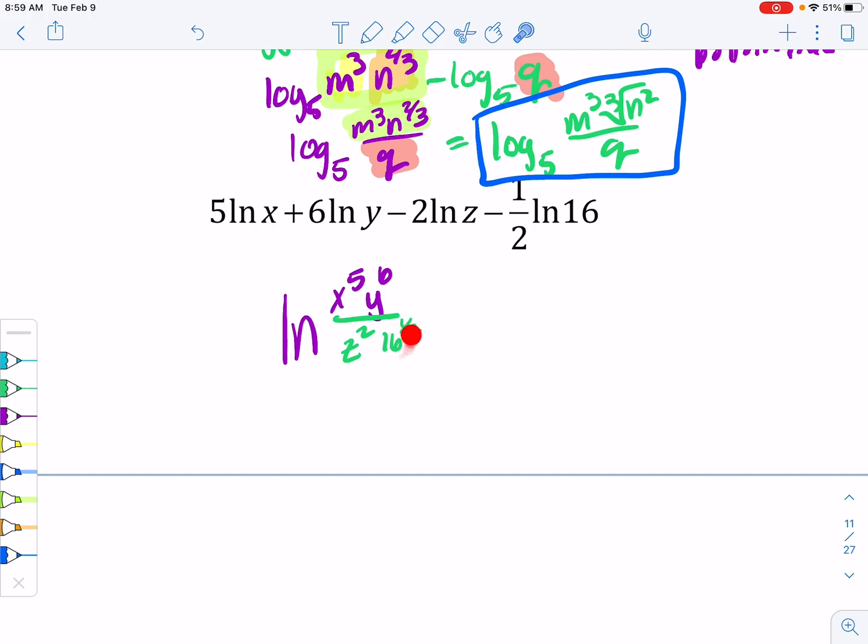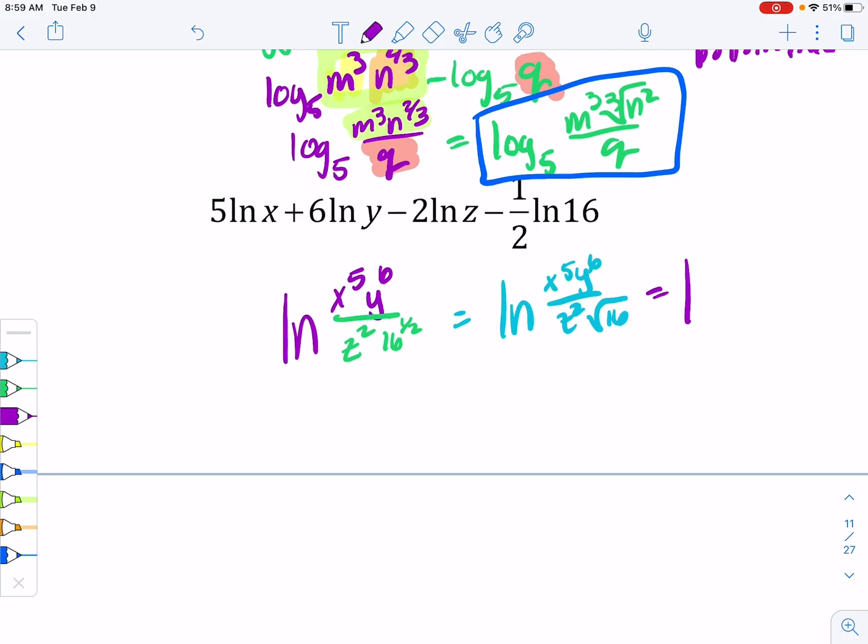Okay. I have a fractional power, so I can simplify that. So this is going to be the natural log of x to the 5th, y to the 6th, over z squared, square root of 16. But we know the square root of 16. So I'm going to do the natural log of x to the 5th, y to the 6th, over the square root of 16, which is 4. So 4z squared. Okay. There's no other simplification that I can do, so this is my final answer here.